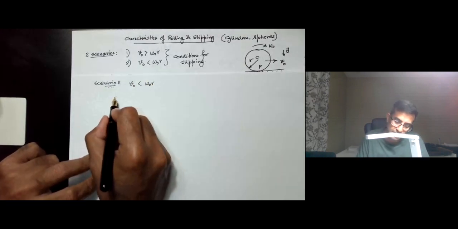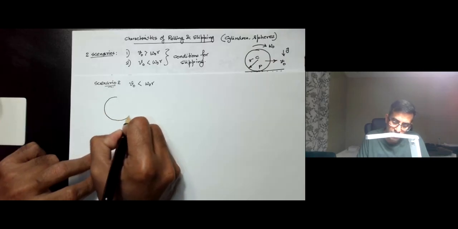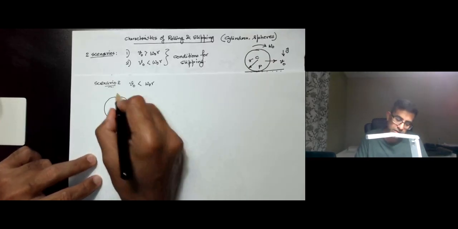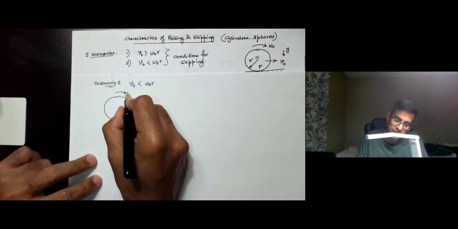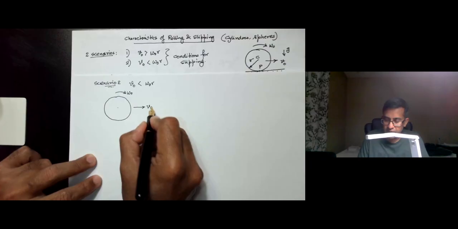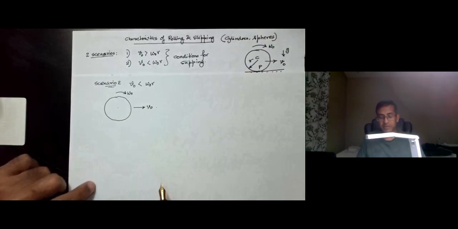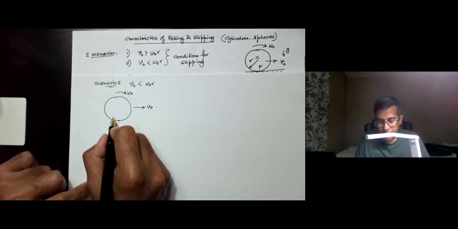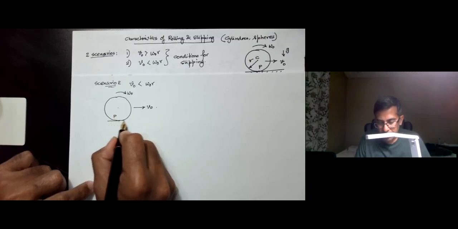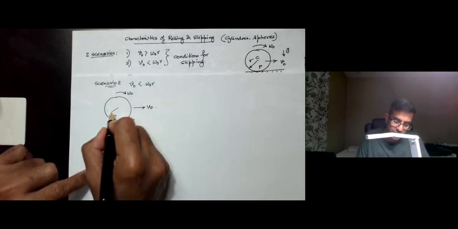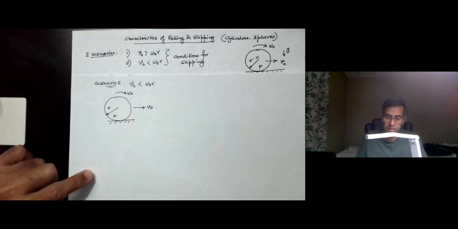So let's sketch the free body diagram as is usually the case. The initial angular velocity is omega naught, like this. The linear velocity is V0, so this is the initial condition, and here is the contact point with the ground, and of course the radius of this disk is R.